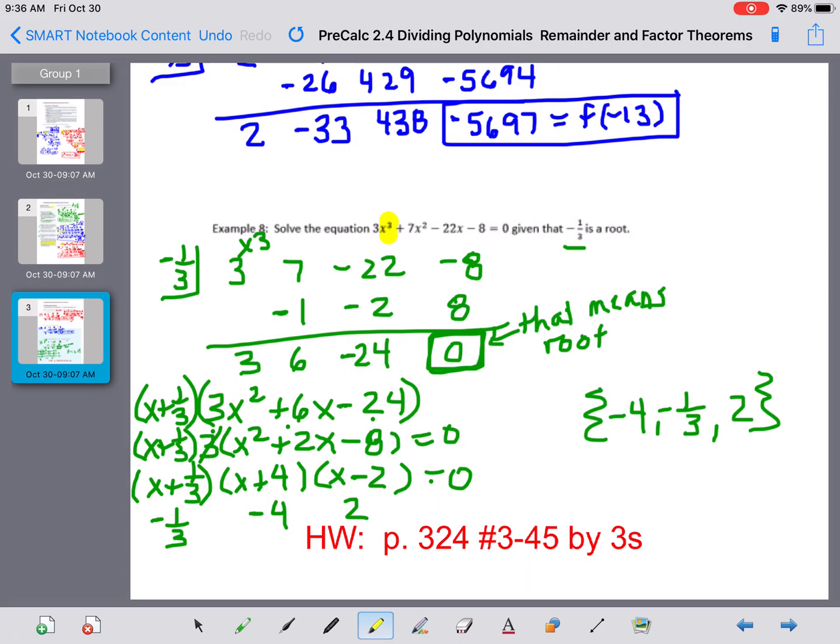Okay? Practice the methods. Practice that division especially. Page 324, 3 through 45 by 3s. Do something else if that's what you want to use, odds or something. But I strongly suggest you practice some of this. It doesn't come as easy until you've had some practice.